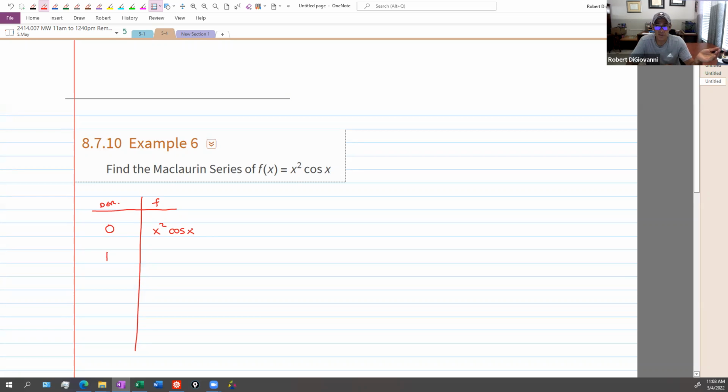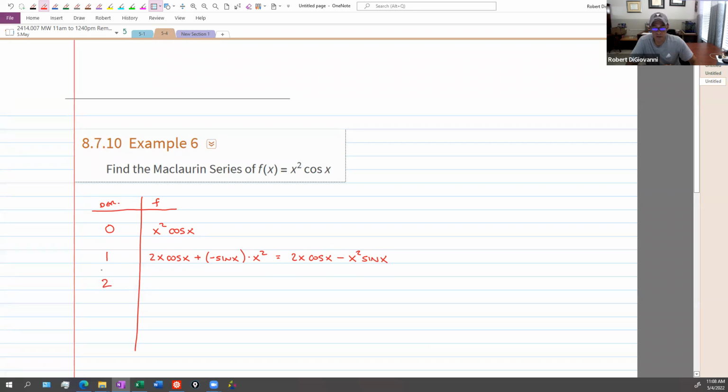Because when we take the derivative of that, it's going to be product rule. Right, we have a product rule there. So we would have 2x cosine x plus the derivative of cosine, which is negative sine of x, and then times x squared, which I could write as 2x cosine x minus x squared sine x. That's our first derivative. And do you see how quickly this gets bad?